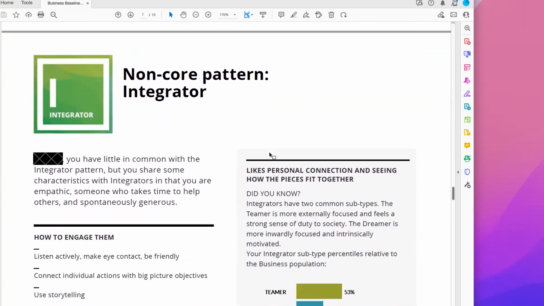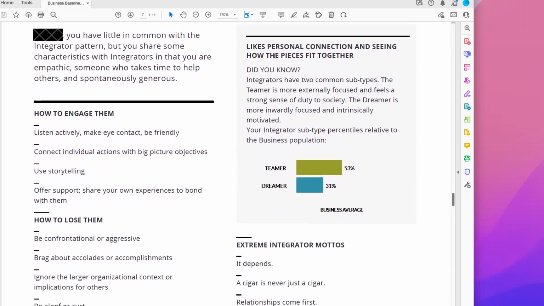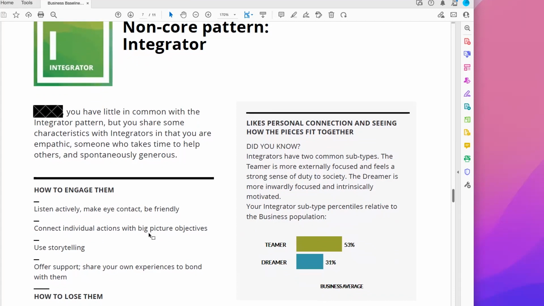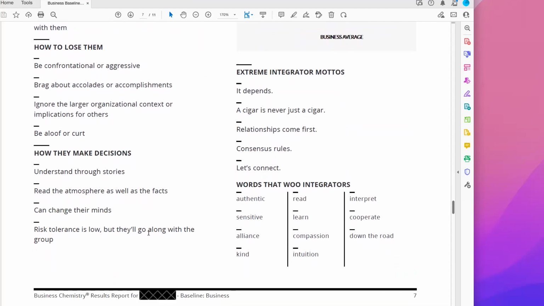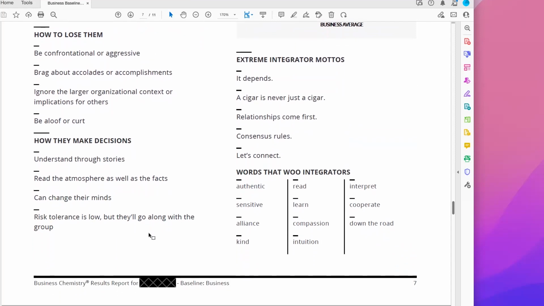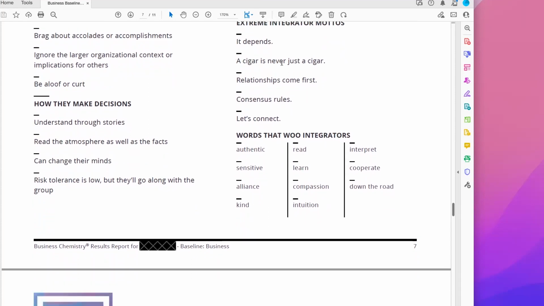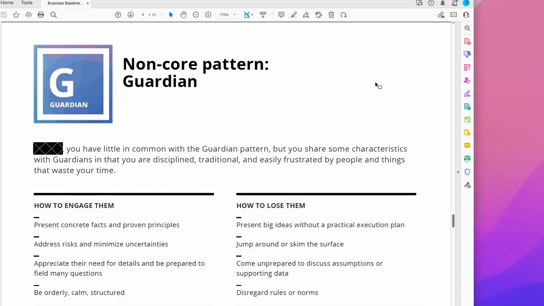So your non-core pattern, okay. How to engage people that are also, now it feels like it's saying, all right, well, this isn't you, but if someone on your team is this, then this is how you go about engaging them. So this doesn't quite feel as readily applicable. Extreme integrator mottos: it depends. A cigar is never just a cigar. Relationships. My whole life, I've never even heard that phrase before. Okay, non-core pattern, also guardian. You have little in common with the guardian pattern.